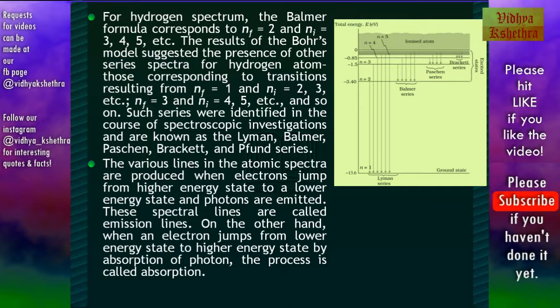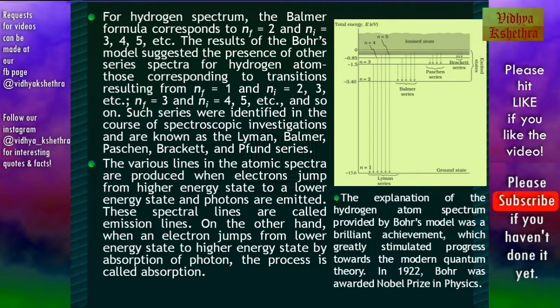Now the various lines in the atomic spectra are produced when electrons jump from a higher energy state to a lower energy state and photons are emitted. These spectral lines are called emission lines. On the other hand, when an electron jumps from a lower energy state to a higher energy state by absorption of a photon, the process is called absorption. The explanation of the hydrogen atom spectrum provided by Bohr's model was a brilliant achievement which greatly stimulated the progress towards the modern quantum theory. In 1922, Bohr was awarded the Nobel Prize in Physics.